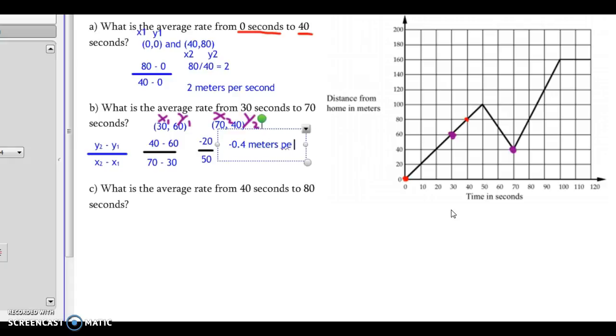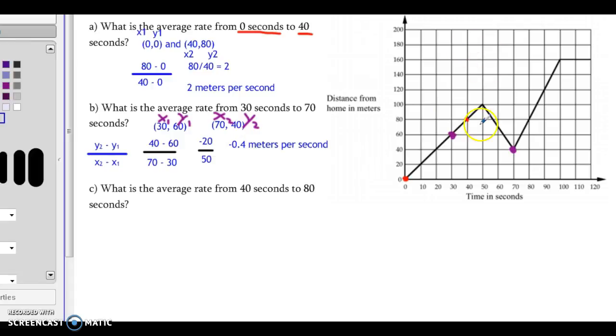meters per second. Just like the previous question, it asked for an average rate. So I give the number, and it's also in meters per second. You can tell that this one is negative because, well, it's a negative. And you can also tell it's a negative because between this point and this point, we went downwards. And between the other 2 points, between the 0 and the 40, we went upwards. Make sense?